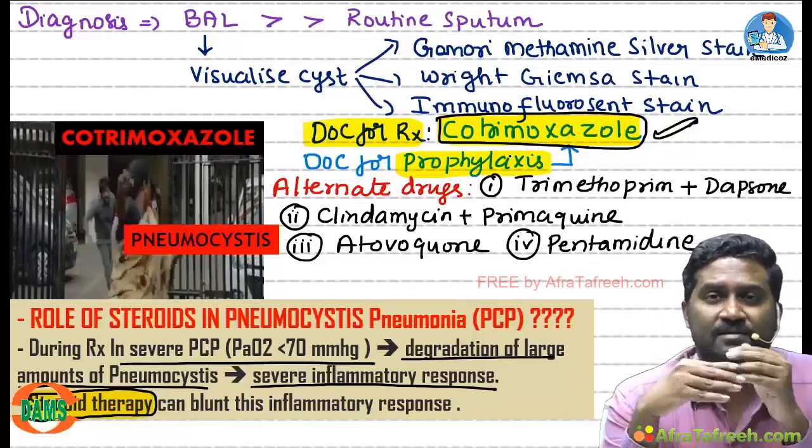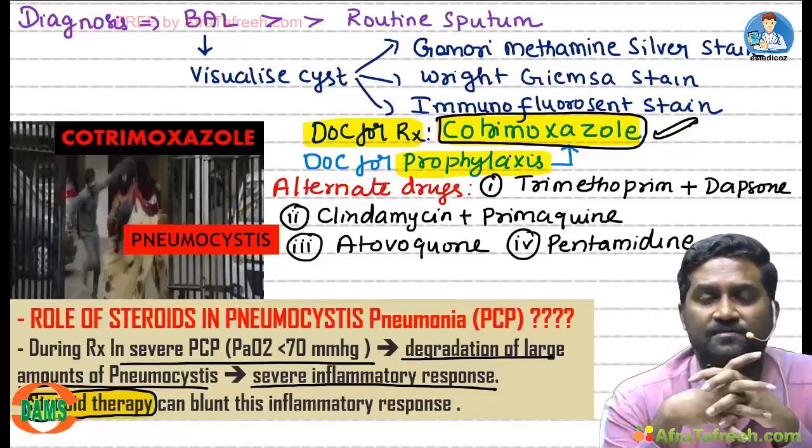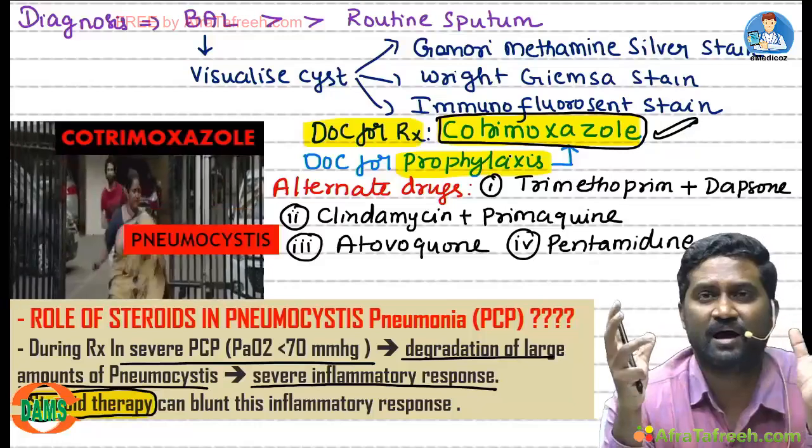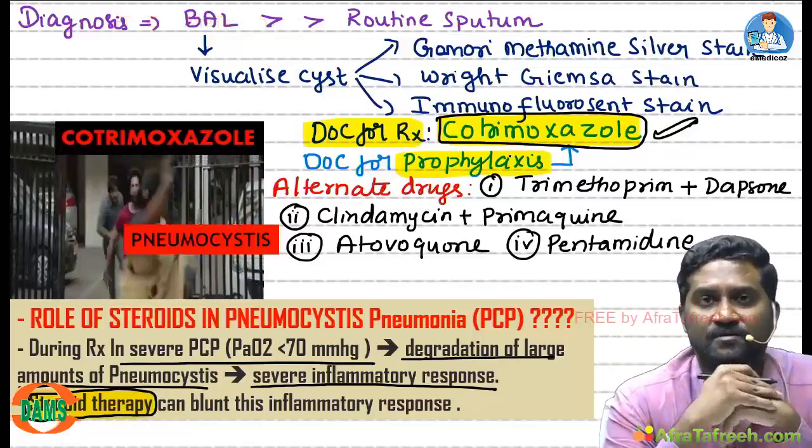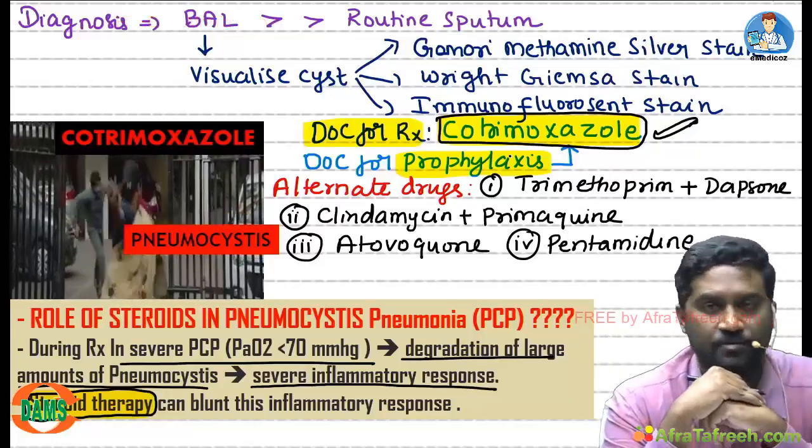Generally that problem happens only in severe pneumonia, whenever there is a large fungal population. So we restrict the use of steroids only to severe pneumocystis pneumonia.